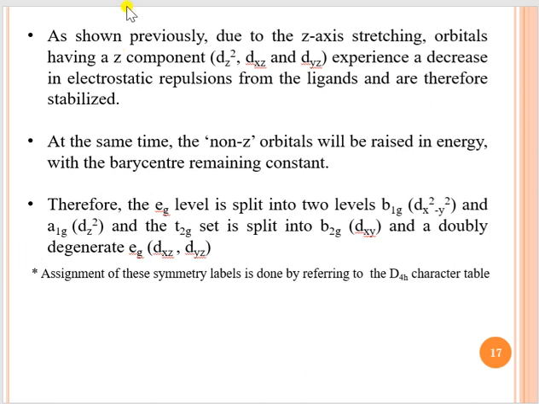Let me brief it. Due to z-axis stretching, orbitals having a z component experience a decrease in electrostatic repulsion from the ligands and are therefore stabilized. At the same time, the non-z orbitals are raised in energy with the barycenter remaining constant. Therefore, the eg level is split into two levels, b1g and a1g, and the t2g set is split into b2g and a doubly degenerate eg. All these symmetry levels are assigned on the basis of the D4h character table.